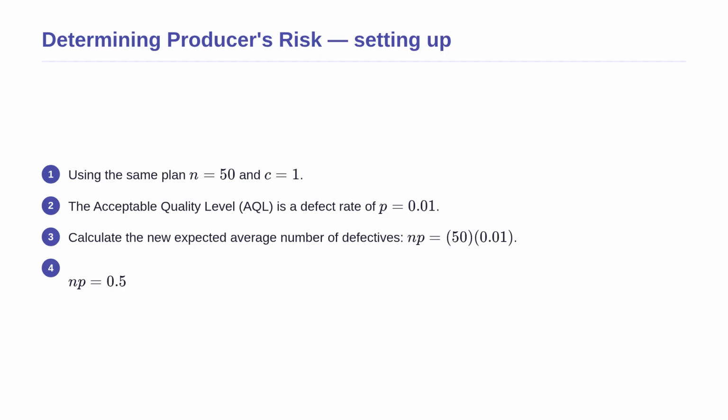Now, let us look at a second example, using the exact same sampling plan, where N is 50 and C is 1. This time, the manufacturer and buyer agree that the acceptable quality level is a defect rate of 1%, so P equals 0.01. We want to find the producer's risk, alpha. First, we must find the probability of accepting this good lot. We calculate our new expected average, N times P, which is 50 times 0.01, giving us 0.5. Because the lot quality is better, our expected number of defectives has dropped to half a bulb.